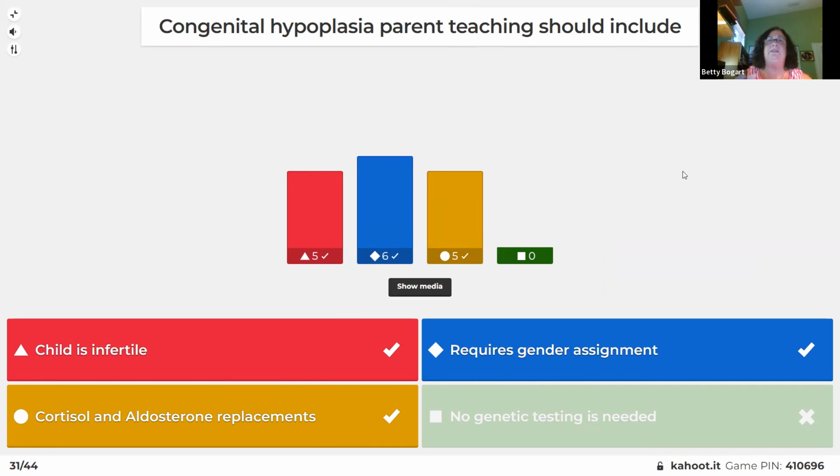Now, what they need to do is to do ultrasounds and see what sort of body parts are there. Also do hormone testing to see what are the hormones that this child has. Is it a boy or a girl? Can you imagine going home and they say, so did you have a boy or a girl? And you're like, I don't know. Because that's what happens with these children until we assign that gender to them. Again, adrenal gland problems here, cortisol and aldosterone must be replaced. So that's congenital hypoplasia.